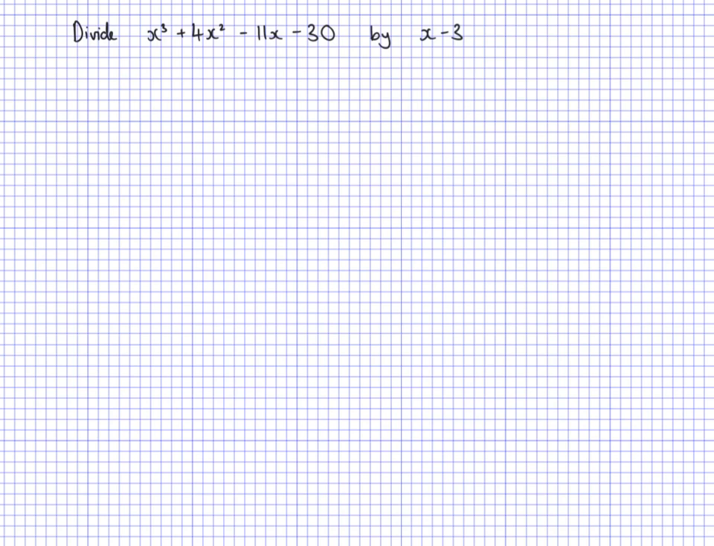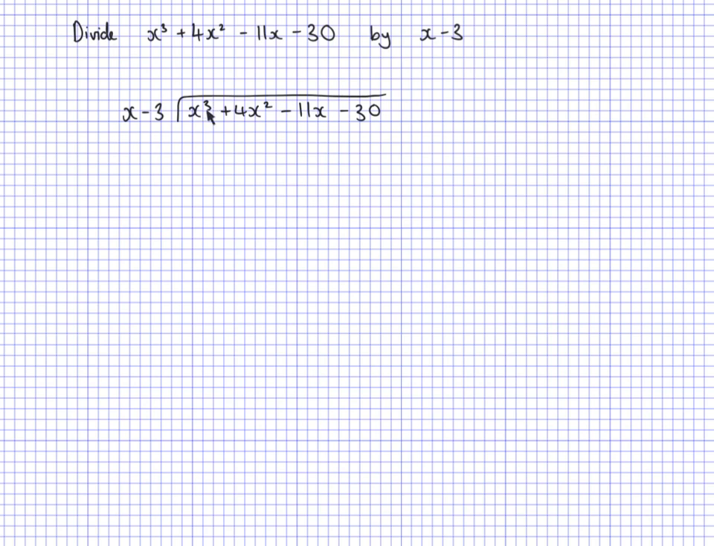Okay, so if I write out x take away 3, and that's going to go into x cubed plus 4x squared take away 11x take away 30. Now long division works because we just have repeated subtraction of multiples of this here. So we're going to repeatedly subtract different multiples of x take away 3, and we're going to record what we're multiplying the x take away 3 by up here. So this is how we start.